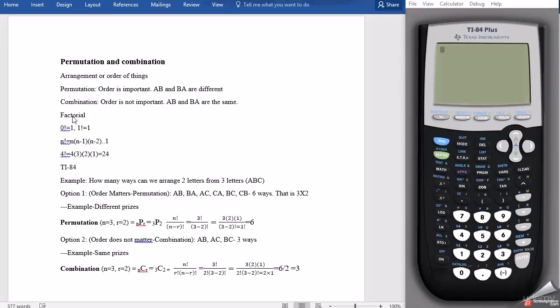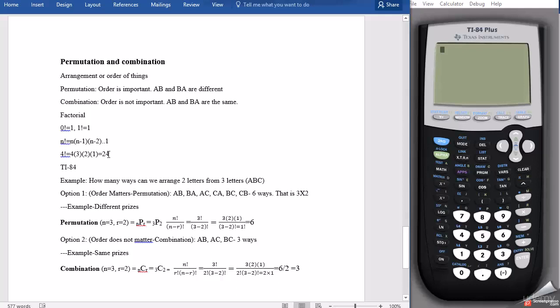Okay. So we talk about factorial whenever we're talking about permutation and combination. I'm going to show you what a factorial is. 0 factorial is equal to 1, 1 factorial is equal to 1. Okay, so if I ask you to find n factorial, just start from that number times the next smaller whole number, times the next smaller whole number, until you get to 1. Okay, for instance, 4 factorial is the same thing as 4 times 3 times 2 times 1.